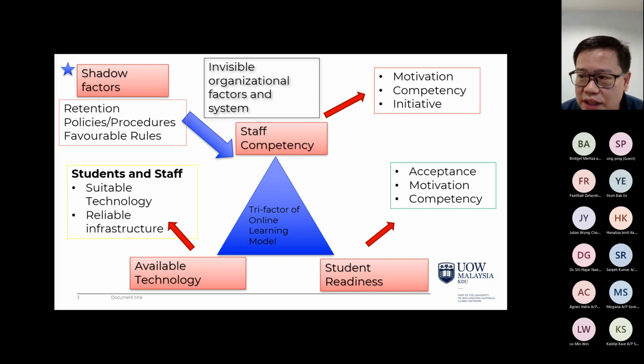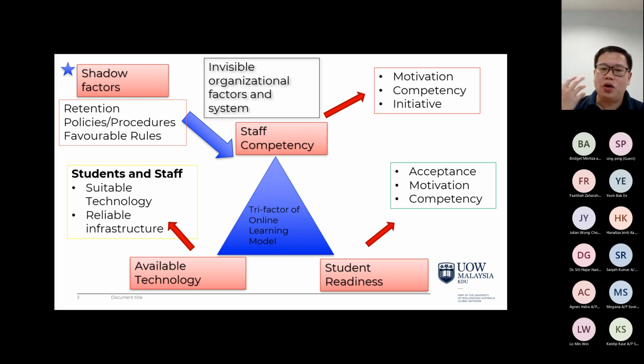So basically what we see here is called the trifecta of online learning model. There are a few key elements that will impact the effectiveness of online delivery. Of course, on the left of the screen, we start off with available technology. Do we have the correct technology? For staff and students, is there suitable technology and a reliable infrastructure? Infrastructure reliability plays a very critical role. You may have brilliant students and a brilliant lecturer, but if the infrastructure is no good, online learning will not happen.